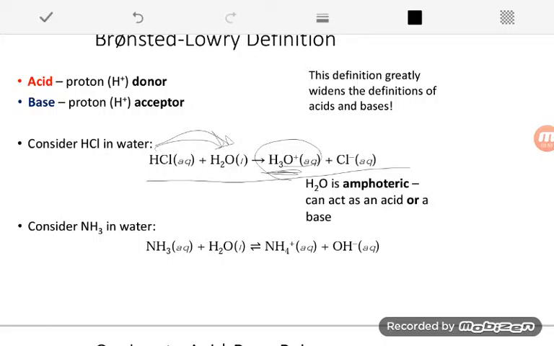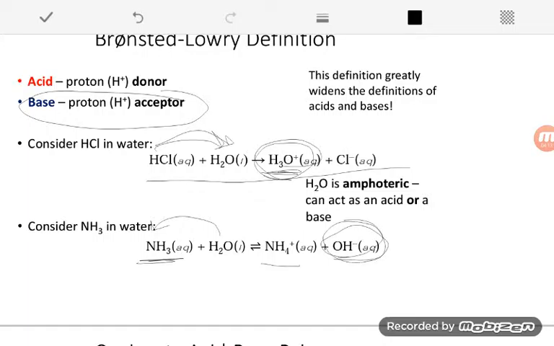However, if we look at this second one, we can see NH3 does not look like the base we just looked at, but he can accept a proton from water, so water can give him a proton to make NH4+, leaving behind this OH-. So once again, acids produce hydronium and bases produce OH-, but we're looking at it in a slightly different way. So this really widens the definition of acids and bases, and is a very, very handy definition. This is the one we're going to use 98% of the time.